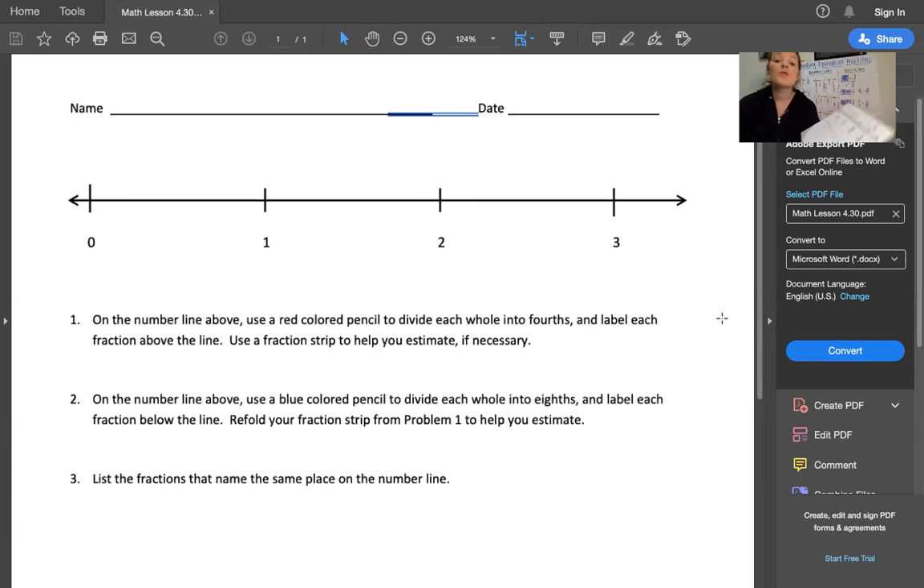The whole purpose of this, you guys, is just to help to see where we can find equivalent fractions. Do the very best you can. Please don't get frustrated if it's not coming out the way you want. This is just for practice.